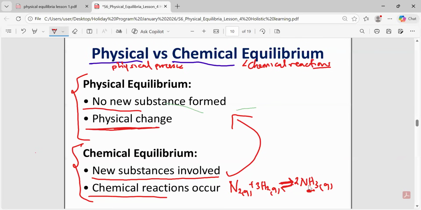Lydia, you wanted to add something? So, I wanted to say that ammonia can again decompose to form nitrogen gas and hydrogen gas. Okay, thank you. Thank you very much.